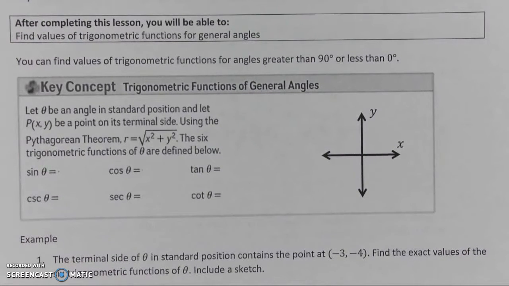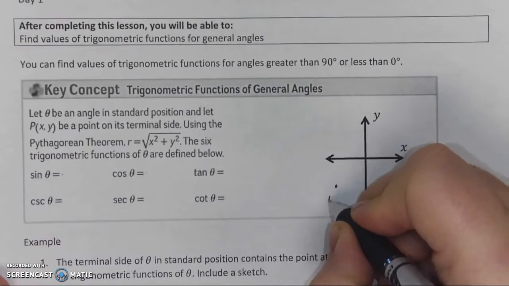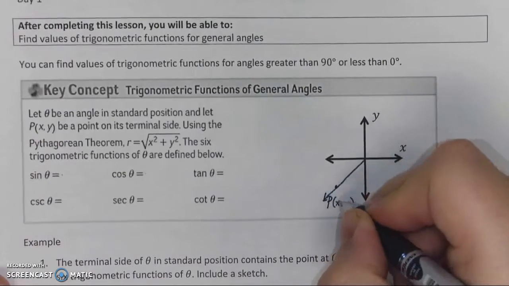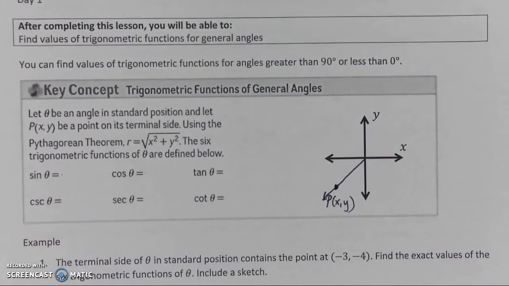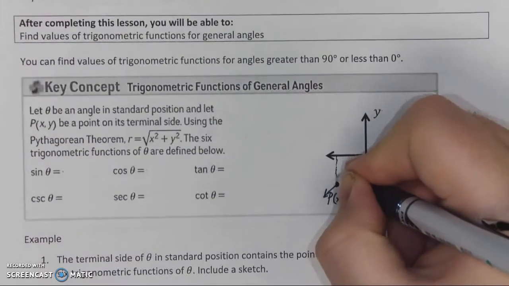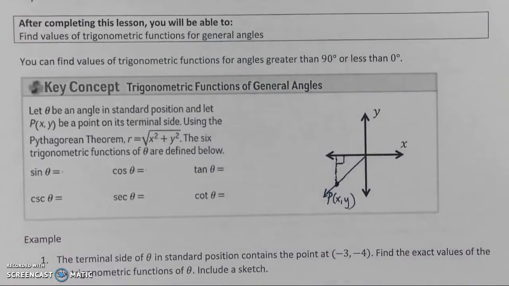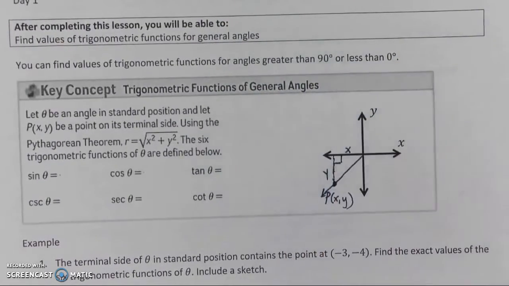If we let theta be an angle in standard position and let P of x, y be a point on its terminal side, so let's draw that. Let's say this is the point P of x, y, and then this would be our terminal side. So P of x, y is a point on the terminal side of our angle. And then what we're going to do is drop a perpendicular from the x-axis all the way down to that point. This would make a right angle because it's perpendicular. This would be your y value. This would be your x value.